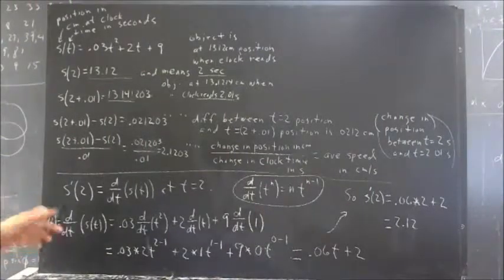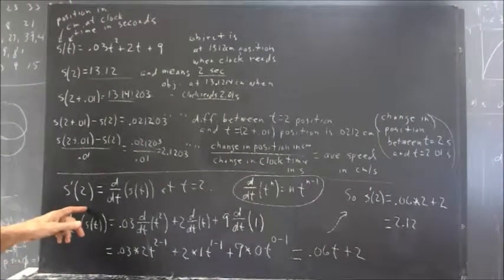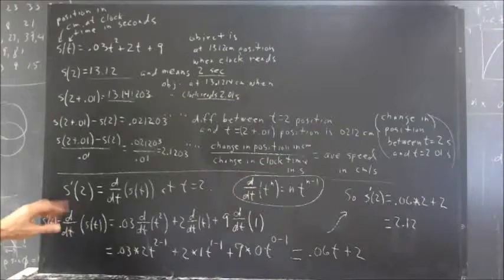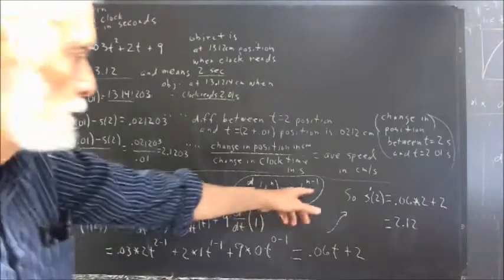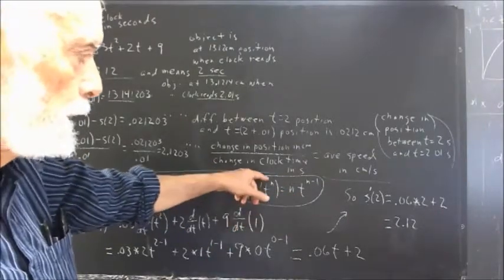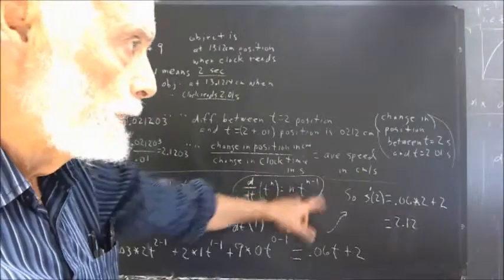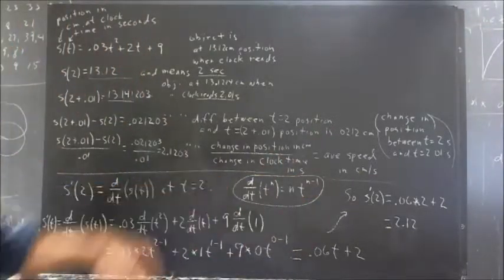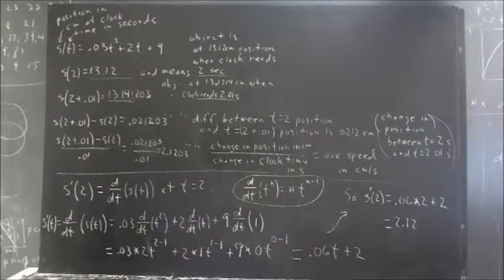We're asked to calculate s prime of 2, which of course is the derivative of s at 2. We have the formula for the derivative of a power function. The derivative with respect to t of t to the n is n t to the n minus 1. Okay, we saw that in our preceding class, and we applied that to several power functions.